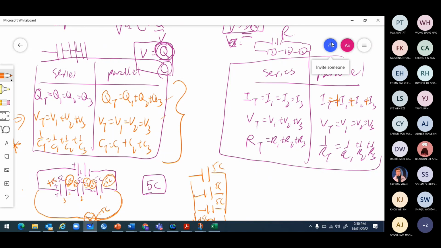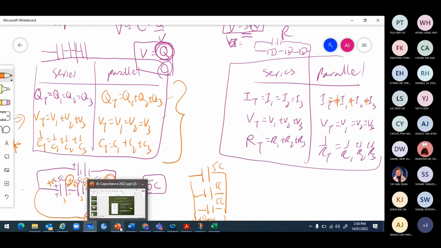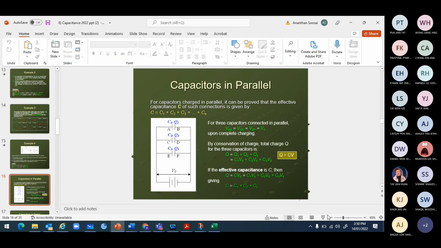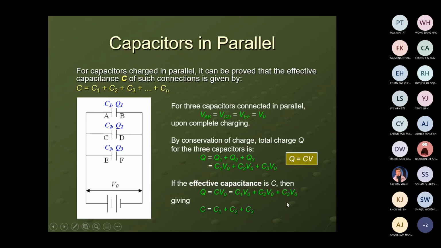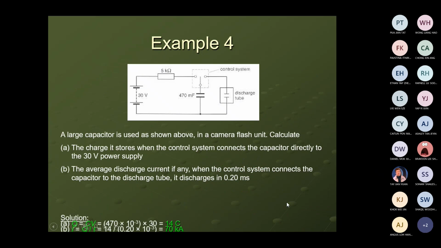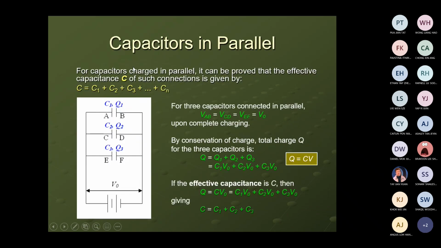Capacitors in series and parallel. This is a shortcut. You have to remember these 6 equations. But now let's see how they got these equations. So let's go to the slide. You can see this slide. The first thing we go through is capacitors in parallel.